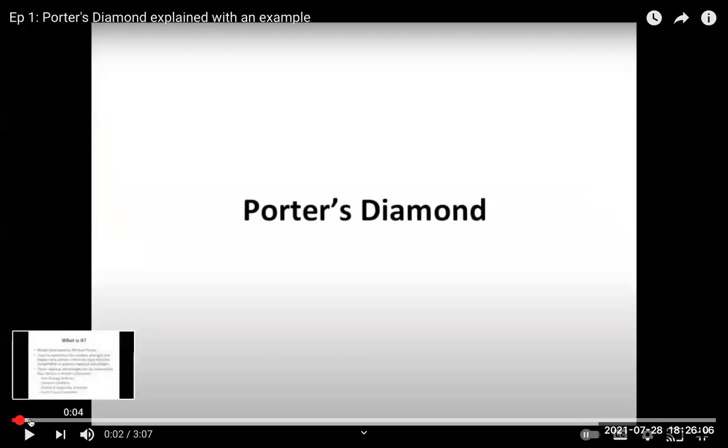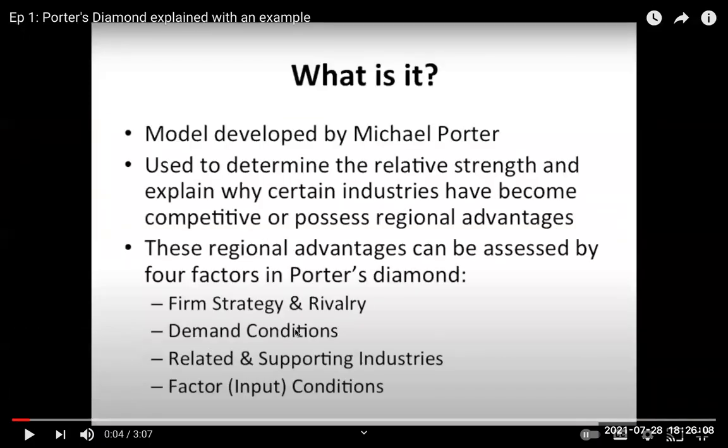All right, so do we understand this Porter's diamond concept? And as I said before, it speaks to the whole notion of regional advantage.